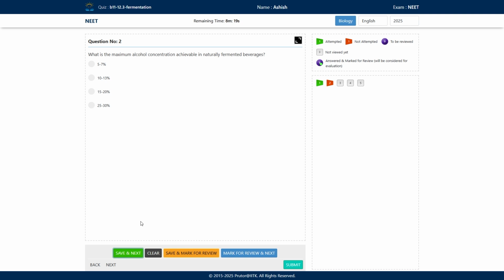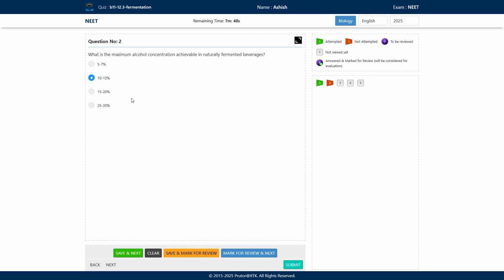What is the maximum alcohol concentration achievable in naturally fermented beverages? First option 5 to 7%. Second option 10 to 13%. Third option 15 to 20%. Or fourth option 25 to 30%. So let's look at the answer. So the answer is 10 to 13%.